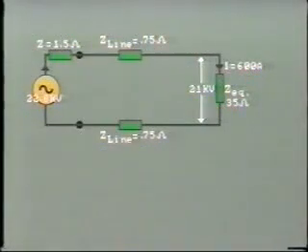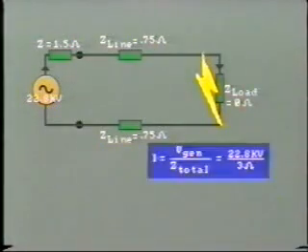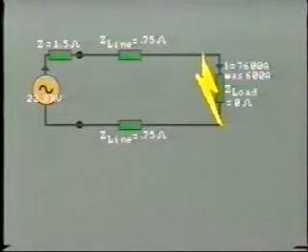Now let's see what happens if we have a direct short circuit at the far end of the line right across the load. The load impedance now falls to 0. As a result, the total current circulating through this circuit will now be 22.8 kV divided by 3 ohms, which equals 7,600 amps. This is a tremendous change in magnitude of current, increasing from 600 to 7,600 amps. And what about the voltage throughout the system?